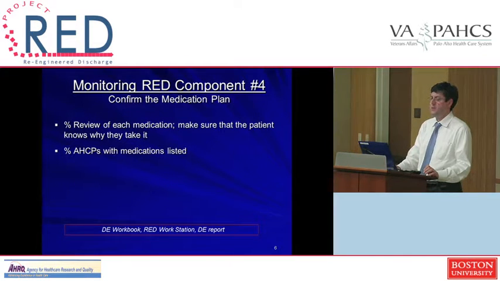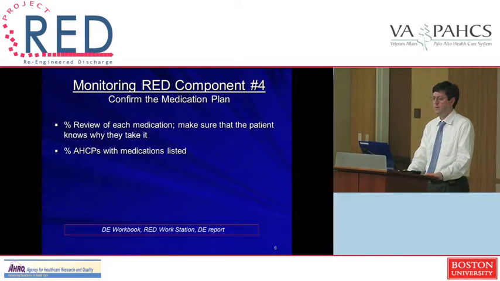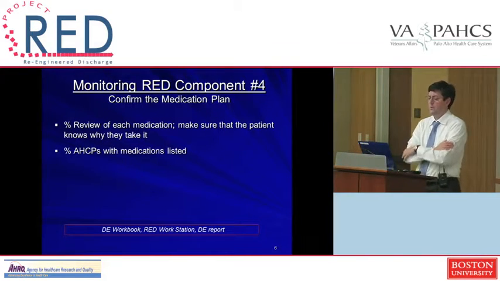So these are some decisions that your implementation team can work through about what are the initial metrics that you're going to use to measure both process and outcomes. Number 4 is confirm the medication plan. The percent of patients whose medications were reviewed, making sure that the patient knows what they are, and the percent of after-hospital care plans with the medications listed.